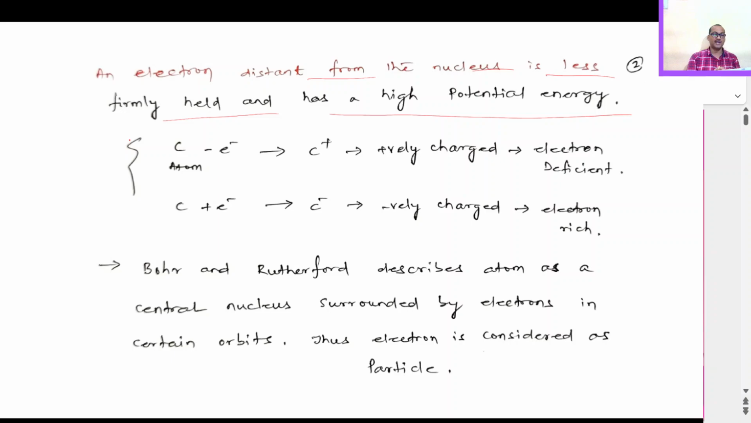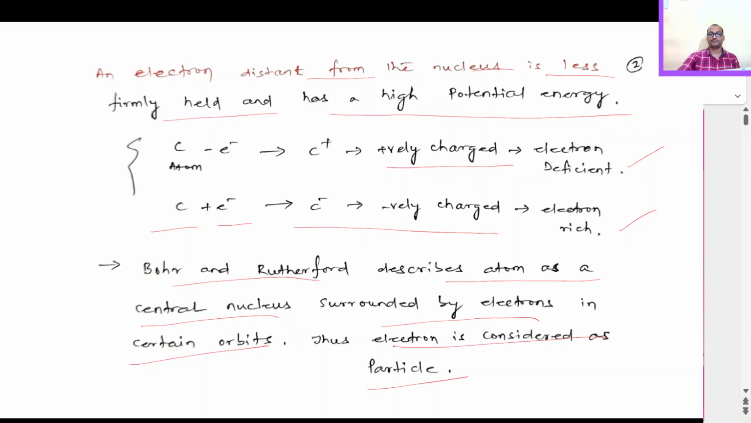Suppose an atom of carbon loses an electron, giving rise to a positively charged carbon. So it is electron deficient. When the carbon atom accepts one electron, it gives a negatively charged species that is electronically rich. Bohr and Rutherford describe an atom as a central nucleus surrounded by electrons in certain orbits. Thus the electron is considered as a particle.